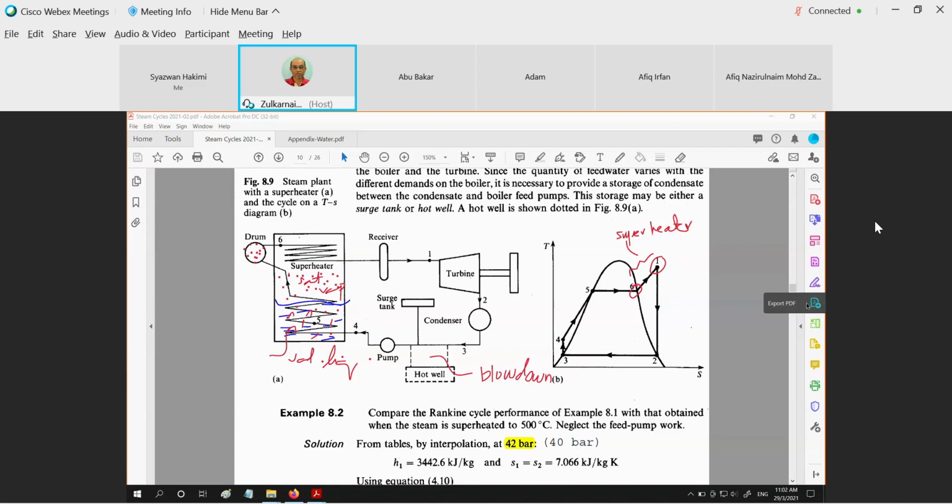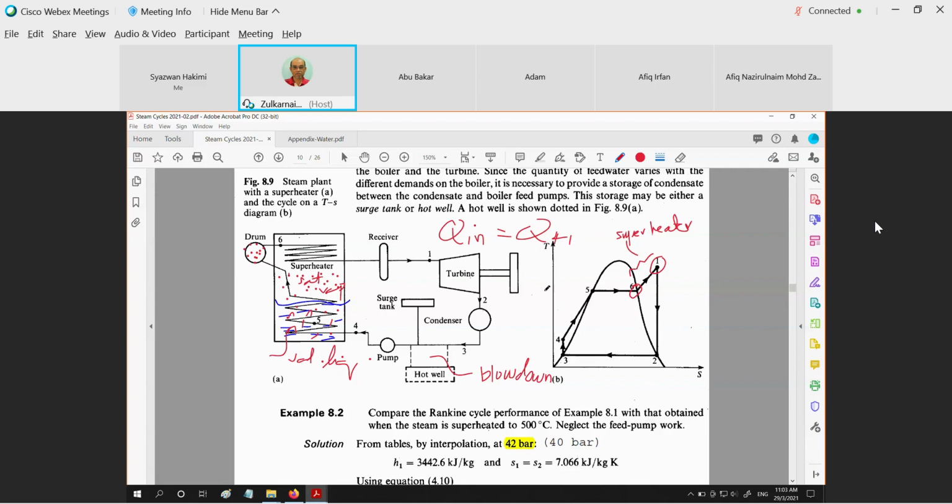So what is our Q in right here? The Q in right here is still the same formula. The Q in will be equal to Q for 1. Okay, Q for 1. If we assume the feed water pump is neglected, then the heat input is equal to that from point 3 to point 4, because when W34 is equal to 0, then we have H3 is equal to H4.